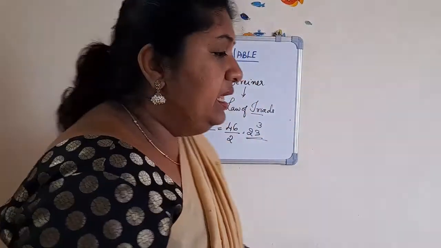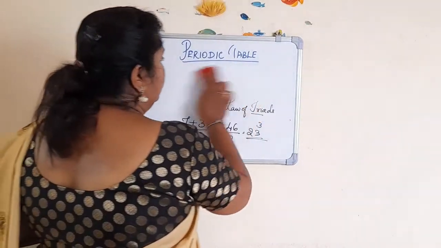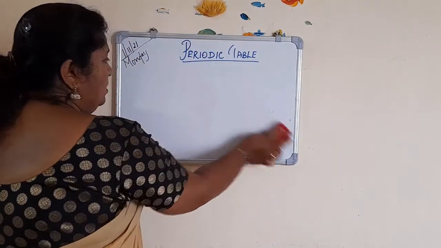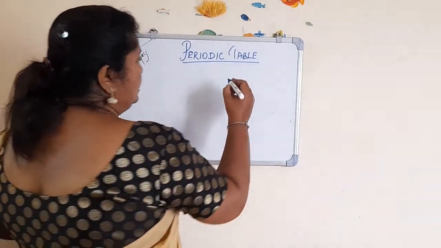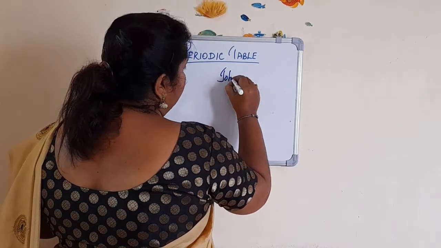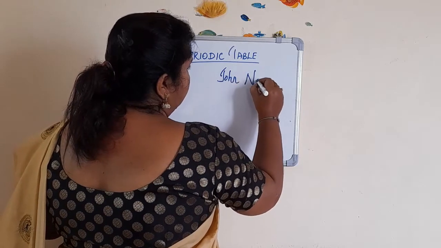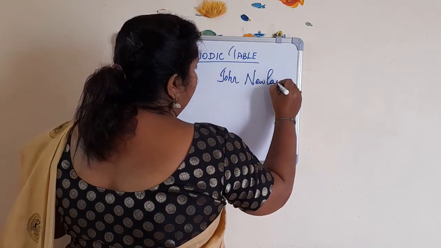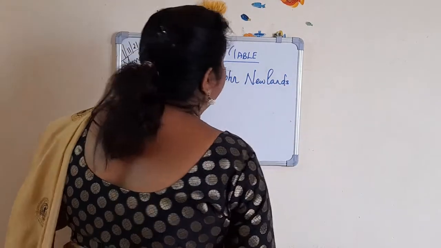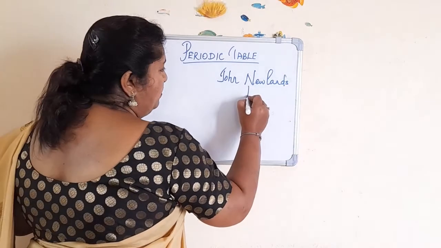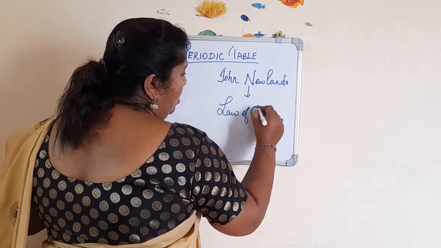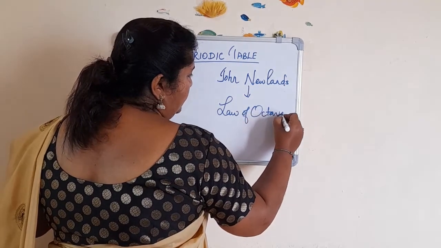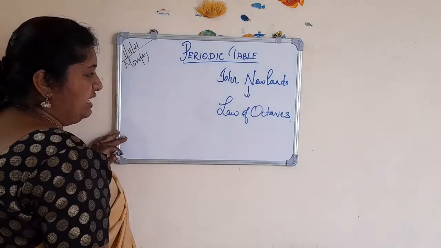Then came another chemist. His name was John Newlands. John Newlands. Okay. So his arrangement was known as the law of octaves. Okay. Law of octaves.